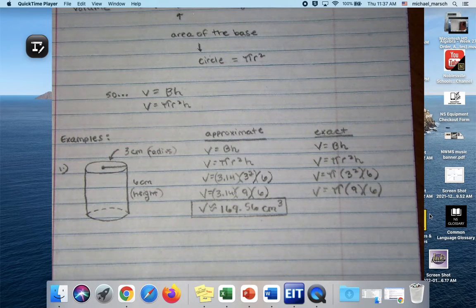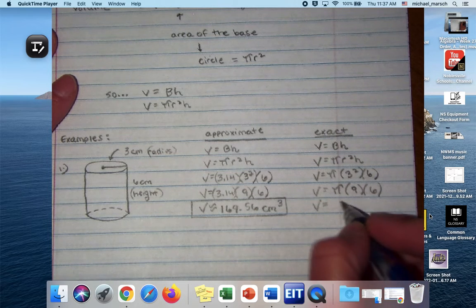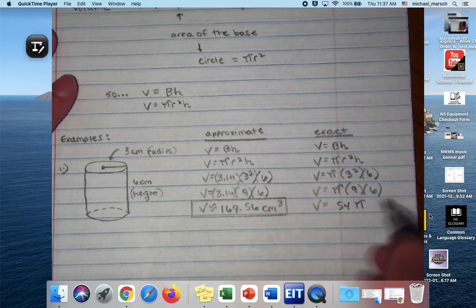And then my answer, because it's exact, I'm going to do 9 times 6, and I'm going to get 54. And then I'm going to put the pi after it, centimeters cubed.